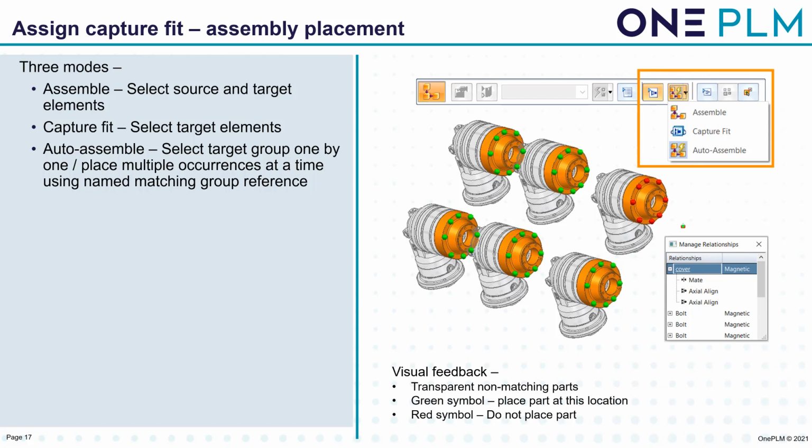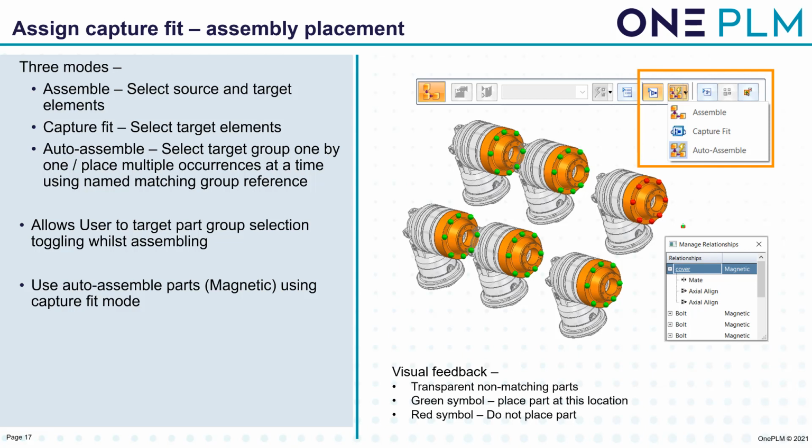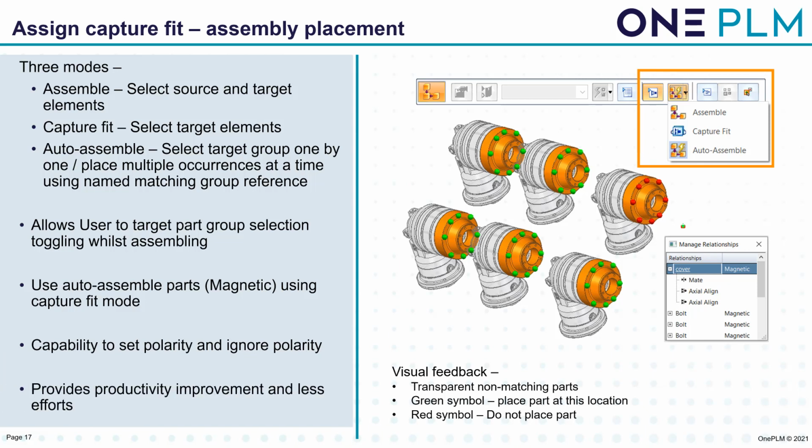There will be a video on all of these things, so internal components, capture fit, etc. All separate ones showing these, so there will be more in-depth information coming on these. We can also select part group selection as shown on there. While we're assembling, use auto assemble magnetic using the capture fit mode is another option that we've got. Capability to select parity and ignore polarity. It provides productivity improvements and less effort.